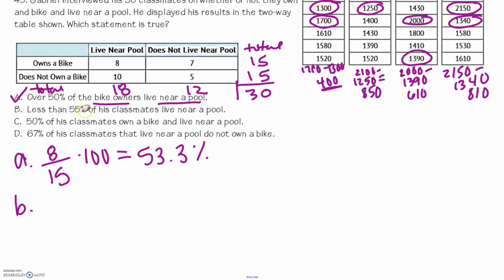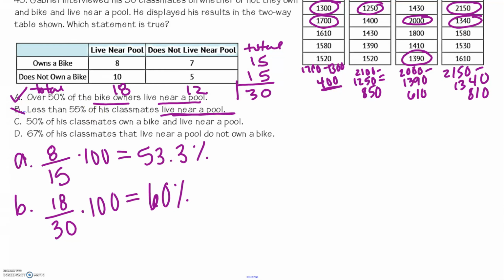B says less than 55% of his classmates live near a pool. So of all the classmates, less than 55% live near a pool. He had 30 classmates, 18 live near a pool. So that would be 18 of the 30 times 100. Let's see what that percent is. 18 divided by 30 times 100. That's 60%. Is that less than 55? Nope, that's out.